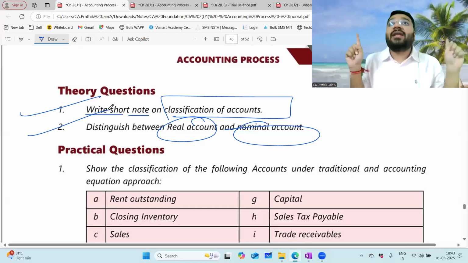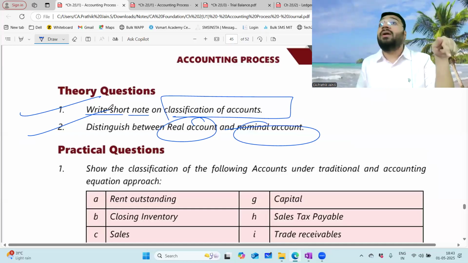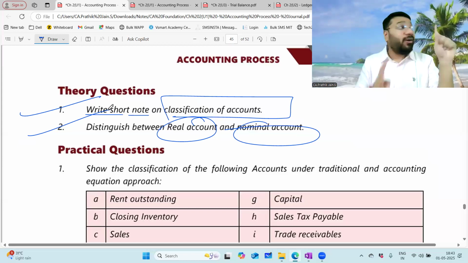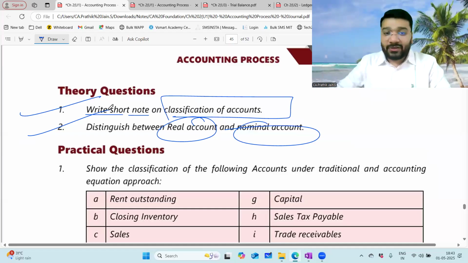So don't leave any theory question and come. That will save you marks. Imagine the person who's got 196. These 4 marks would have helped to get 200. So 1 mark also is very important in the entire journey of CA. Do not miss it.